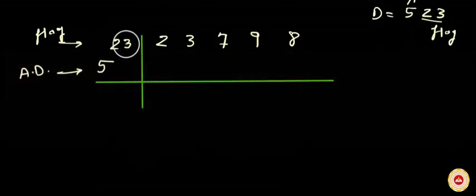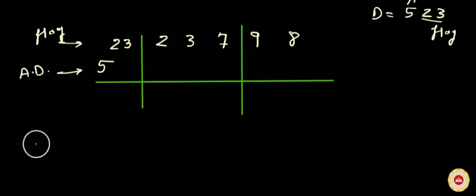Now friends, count the number of digits in the flag. How many digits? 2 digits, 2 and 3, 2 digits. So leave the same number of digits, that means leave 2 digits from right side and draw decimal line, so that number of digits in the flag and number of digits at the right side of this decimal line should be equal, should be same. So friends, let us start actual division process.